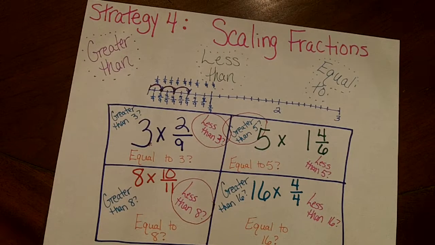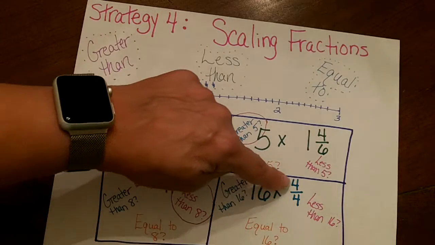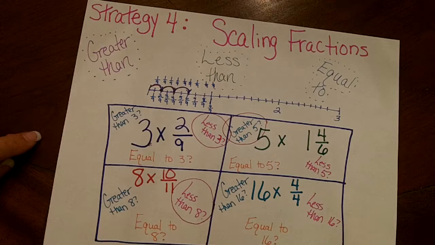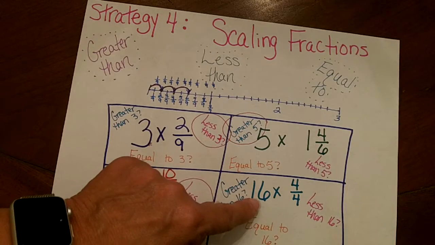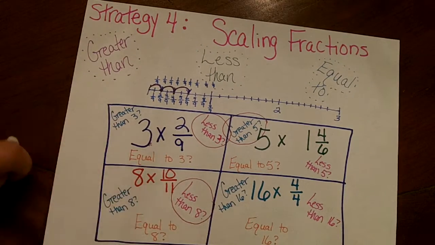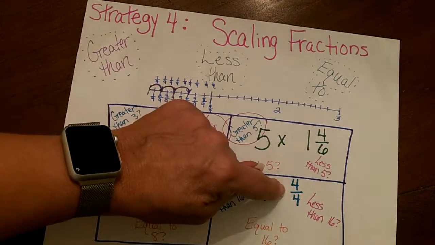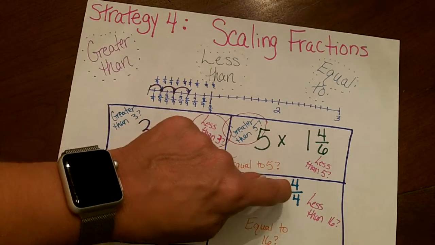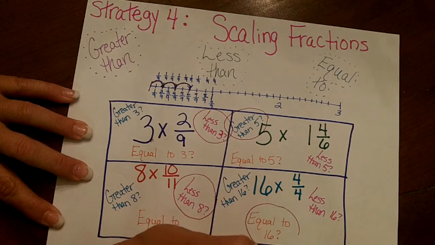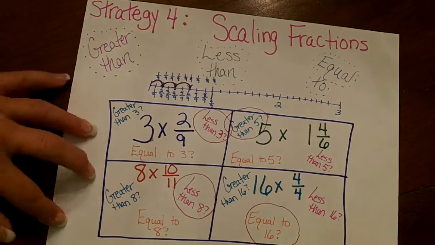All right, do you see a pattern here? Look at my last one. I have 16 times 4/4, and I already know that 4/4 equals 1. So if I multiply 16 times 1, my answer is 16. My fraction equals 1, and so my answer is going to be equal to 16.